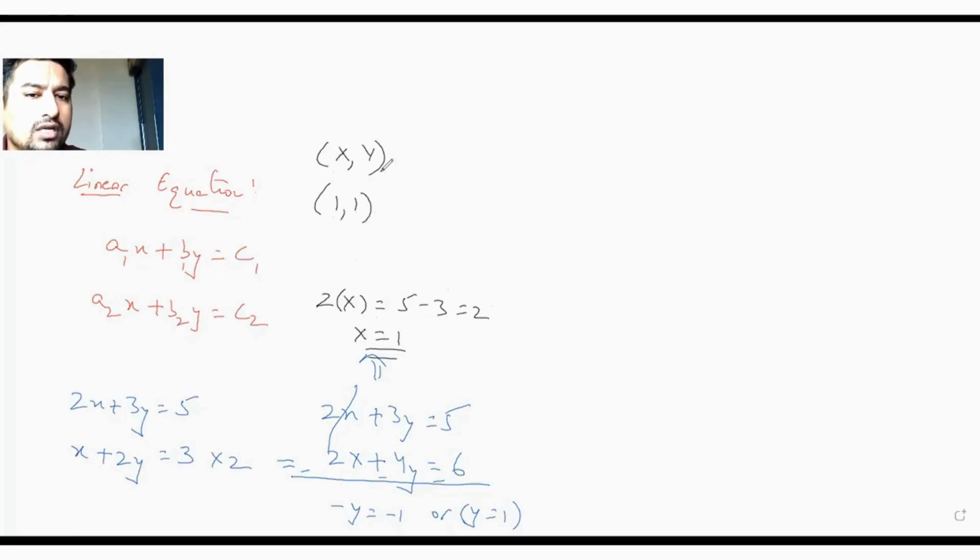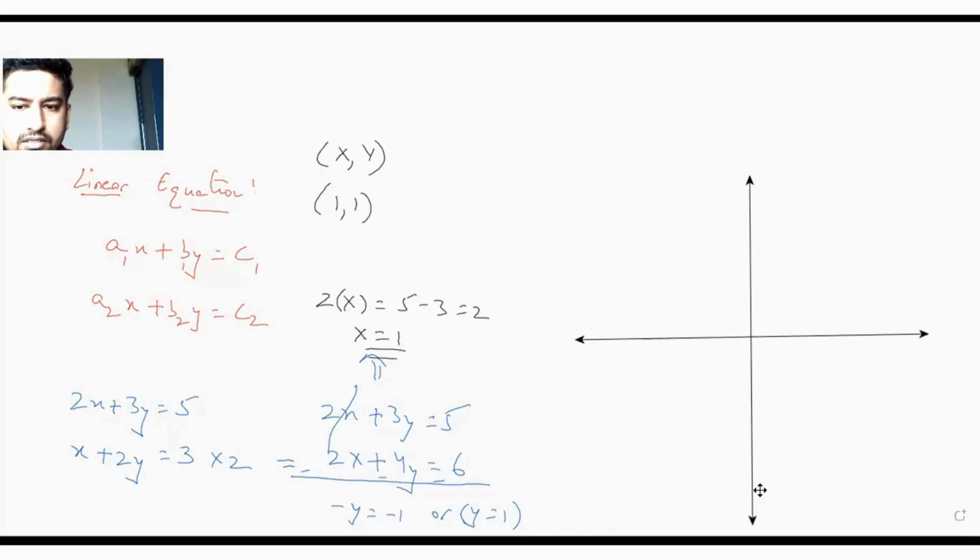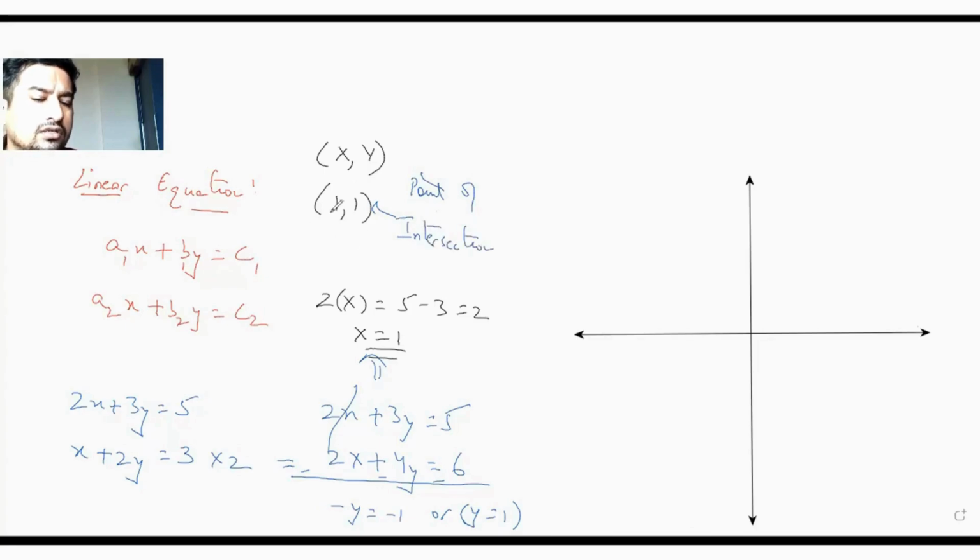Now what you have to understand is, what does it represent in a graph? When I talk about a linear equation, what does it represent in a graph? In a graph, a linear equation represents a straight line. So then what is the solution that we found out? What does the solution mean? The solution is basically the point of intersection. This is what this point means.